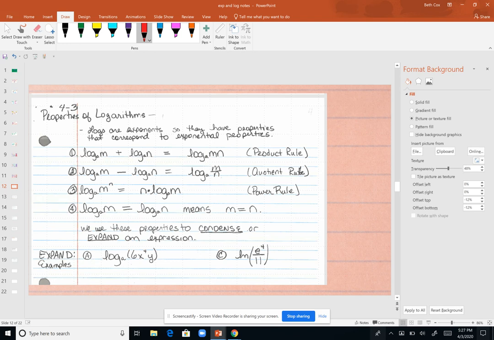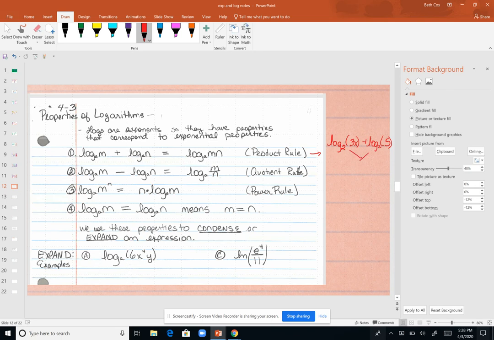And so property number 1 relates to the product rule. And it basically tells me that when I have 2 logs, and I can do log base B or log base A, but say I had log base 2 of, say, 3x plus log base 2 of, say, 5, I can rewrite that as log base 2 of 15x. I'm able to actually multiply the things that are on the inside. And so that gets me from taking 2 logs and rewriting it as 1 log. That's the product rule.